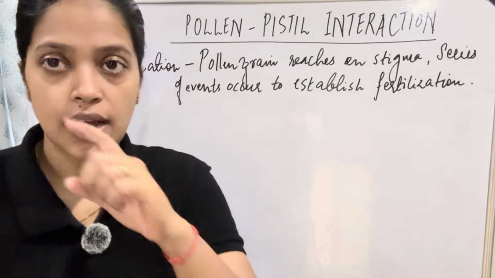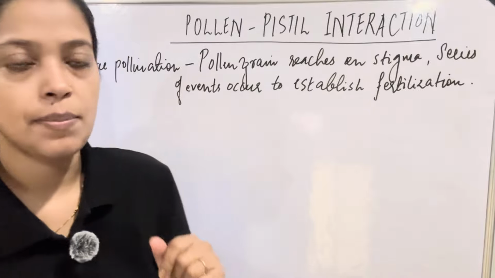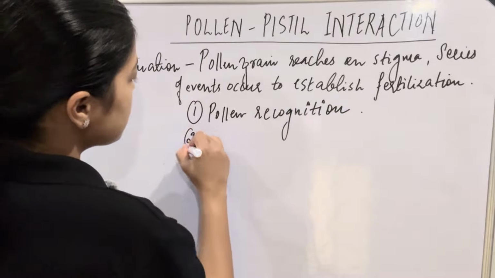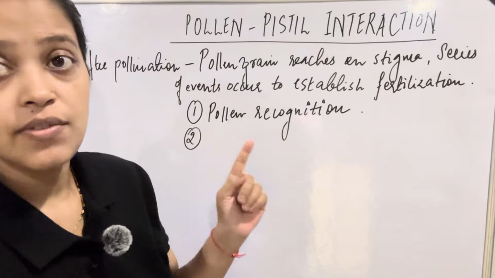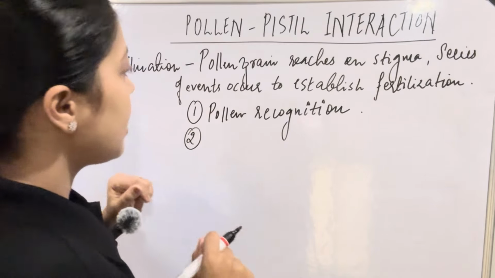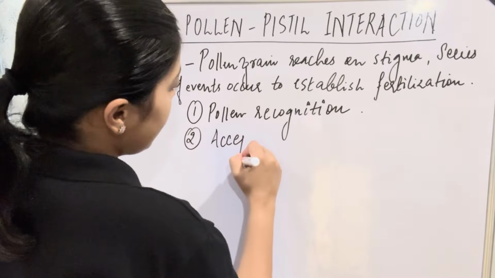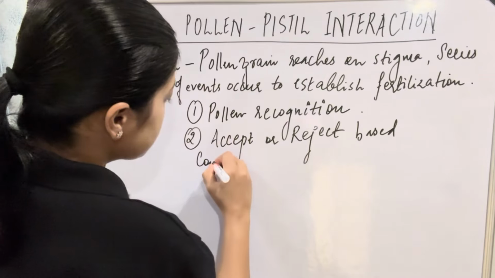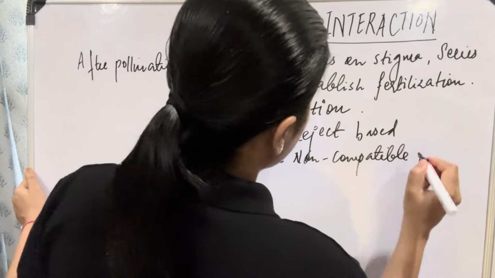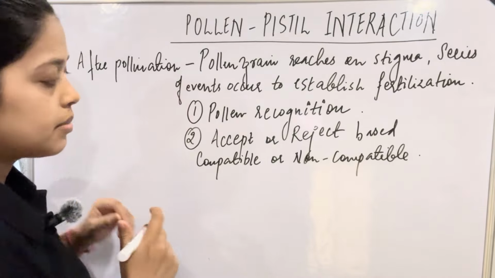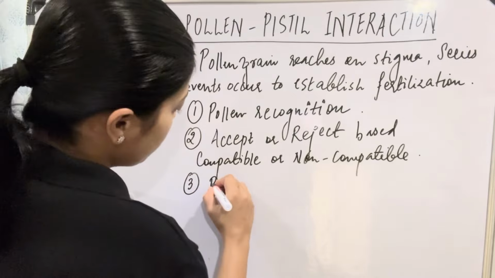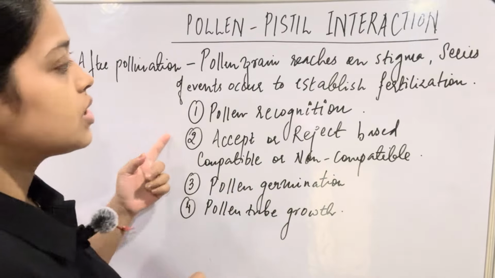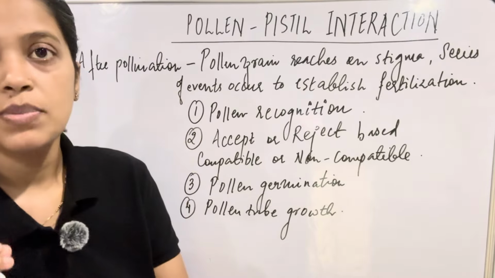The pollen-pistil interaction is divided into different steps. The first one is pollen recognition, whether the pollen is the right one or not. Then the next is whether the stigma will accept or reject the pollen grain based on whether the pollen is compatible or not. If the pollen grain is compatible, then there will be pollen germination, and then pollen tube growth. These are the different steps that occur within the pollen-pistil interaction.